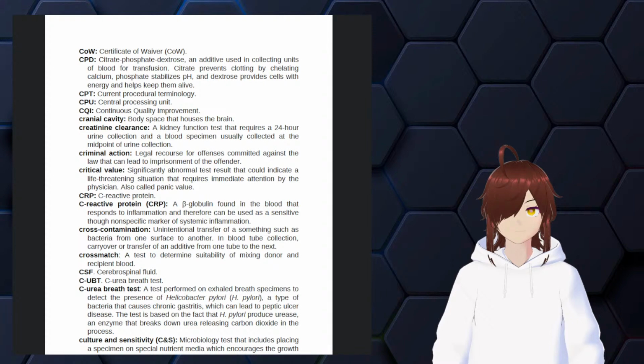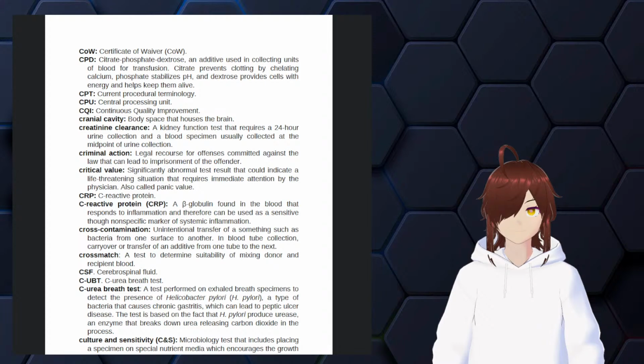The C-urea breath test is performed on exhaled breath specimens to detect the presence of Helicobacter pylori, H. pylori, a type of bacteria that causes chronic gastritis, which can lead to peptic ulcer disease. The test is based on the fact that H. pylori produces urease, an enzyme that breaks down urea, releasing carbon dioxide in the process.